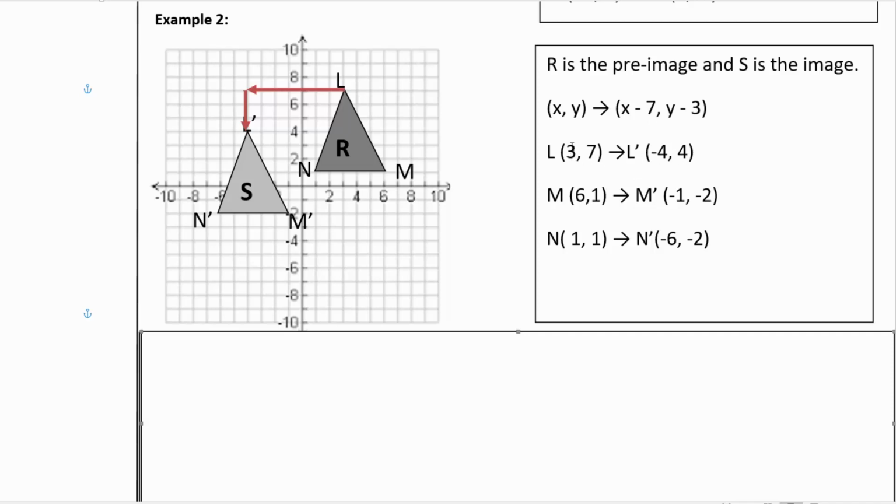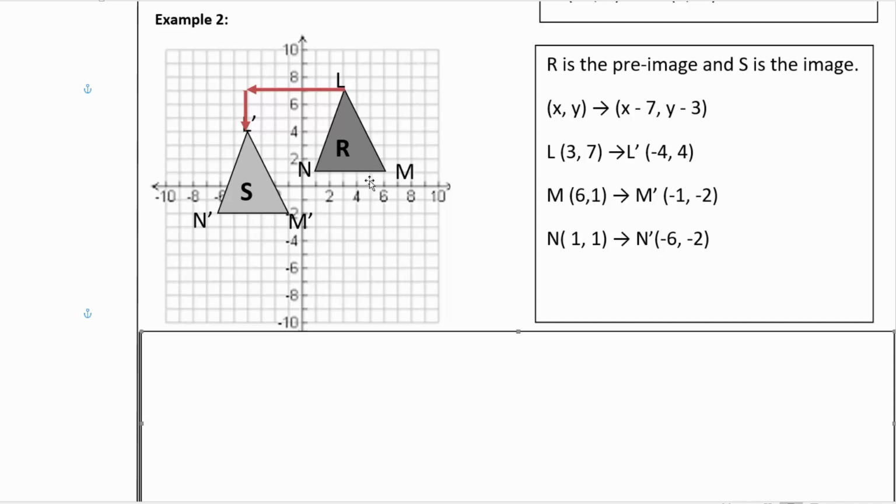So 3, which is our x-coordinate for point L, subtract 7, gives us -4. So it's now at -4. And for the y-coordinate, 7 minus 3 is 4. So L prime is at -4, 4.